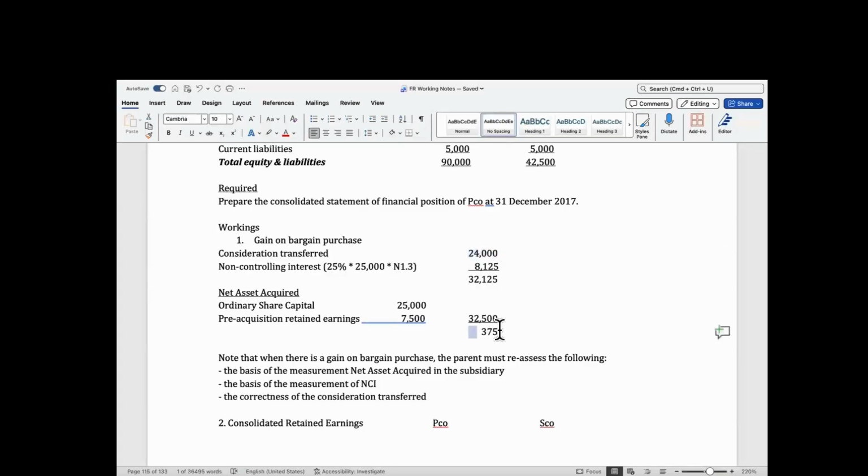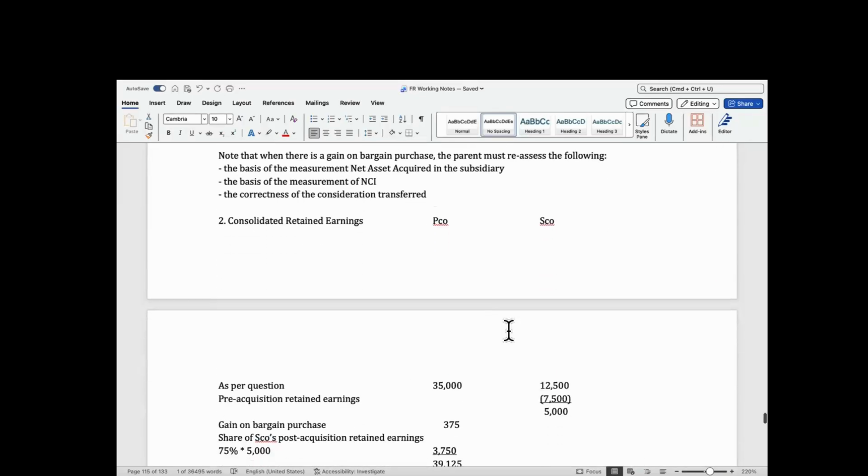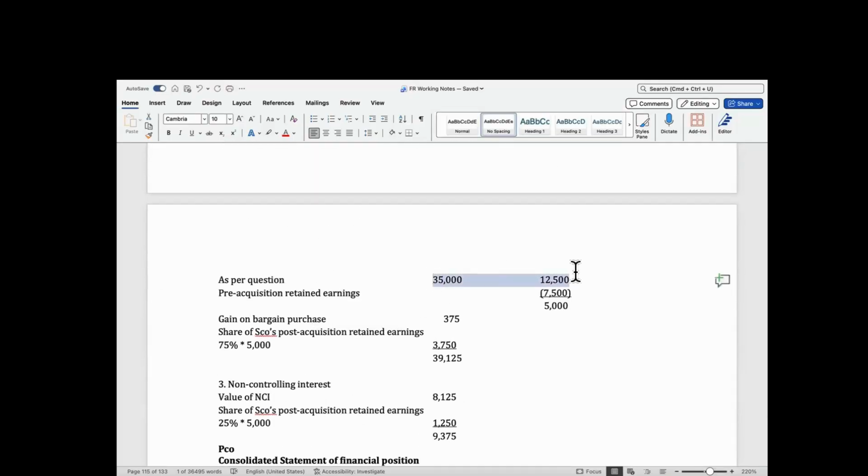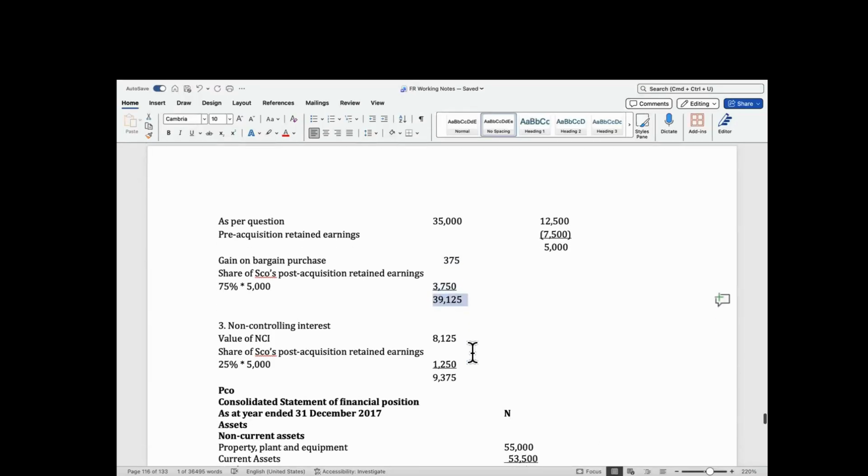But in this case, we are not going to be doing that. We have a situation of a gain on bargain purchase. It's a gain to the parent, which is going to go to his P&L straight on. So consolidated retained earnings: as per the correction, these are the retained earnings of the parent and the subsidiary. I take away the pre-acquisition that has been cancelled out. I'm left with the post-acquisition retained earnings, which will be shared between the parent and NCI. This is the gain on bargain purchase. I add it to that of the parent. This is the share of the retained earnings of the subsidiary. So we are left with this.